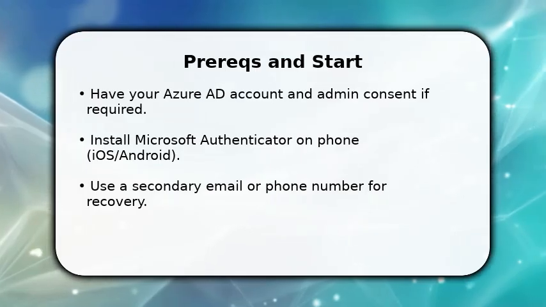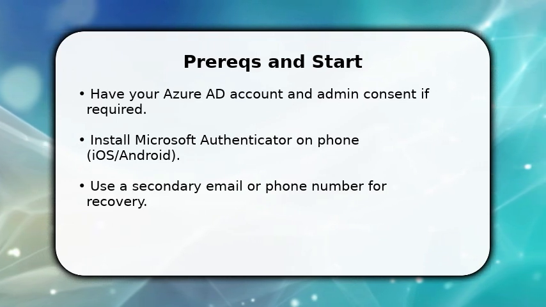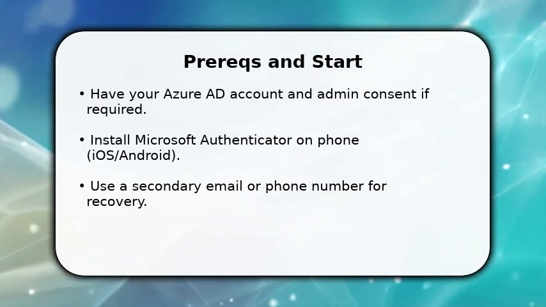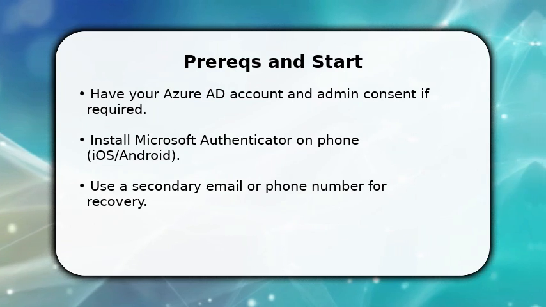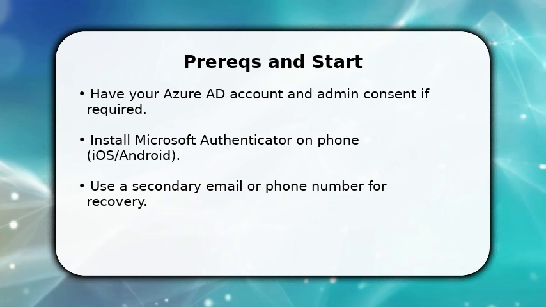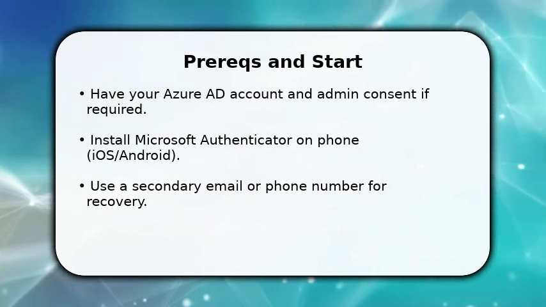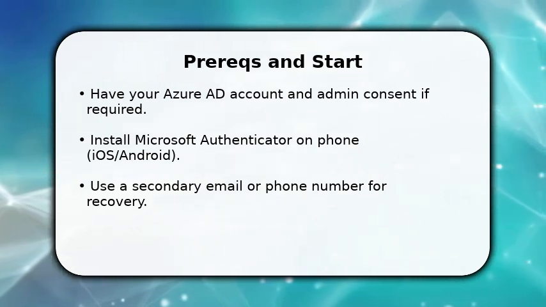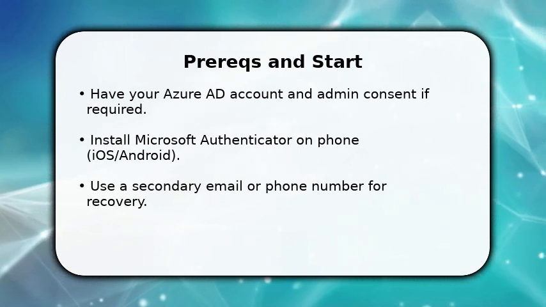You begin by confirming prerequisites, an Azure AD account and the Microsoft Authenticator app on your phone. Next, sign into Portal.Azure.com with your work or school account, then navigate to My Sign-ins or Security Info. Once there, click Add Method and choose Authenticator app to start registration.